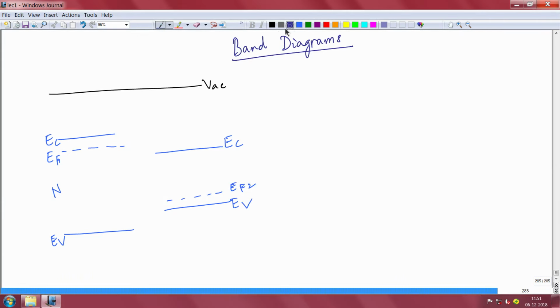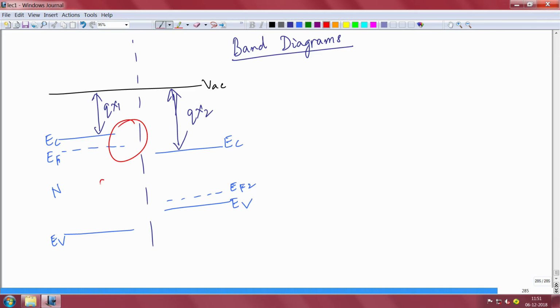You can see that the electron affinity here, QX2, is actually more than the electron affinity here, which is QX1. That's why this alignment has happened. Now the moment you join them, please remember that because they are mildly doped, you will have some depletion at the junction.